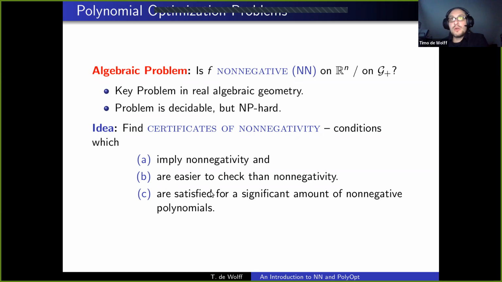And then for the moment, in order to get a little bit of an idea about this, let's completely forget about these constraints. Let's just say I want to minimize one polynomial in n variables, which is equivalent to deciding non-negativity, and this is still hard. So what I would like to have is some condition that implies non-negativity, is easier to check than non-negativity itself, and is often satisfied, whatever often means.